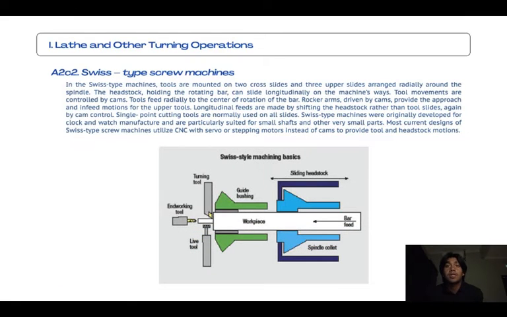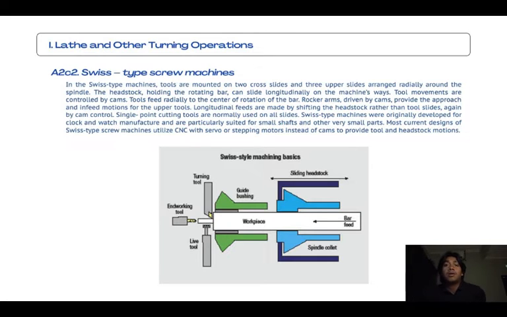Okay, next is Swiss type screw machines. In the Swiss type machines, tools are mounted on 2 cross slides and 3 upper slides, arranged radially around the spindle. So the headstock holding the rotating bar can slide on the machine's ways.